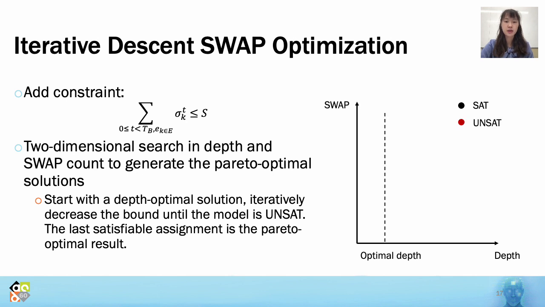We will start with a depth optimal solution, iteratively decrease the bound until the model is unsatisfiable. The last satisfiable assignment is the Pareto optimal result. Then we increase the depth bound and try to decrease the swap count again. The process ends when increasing depth cannot reduce the swap count, or we run out of the time budget.